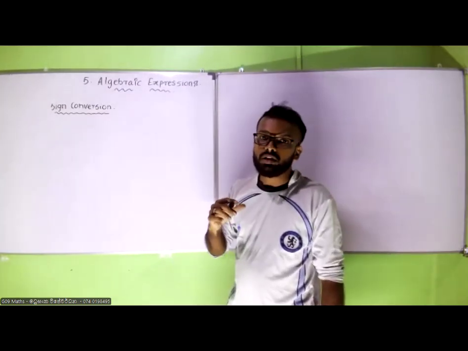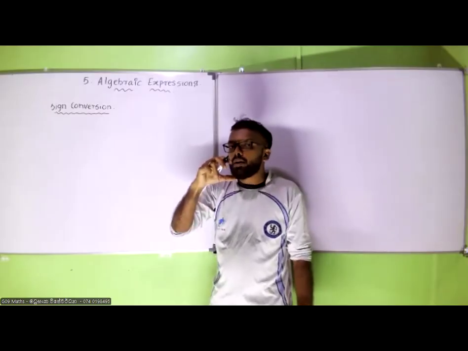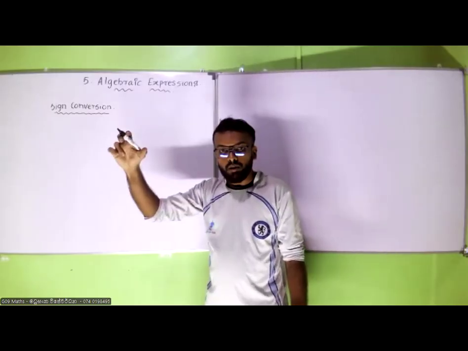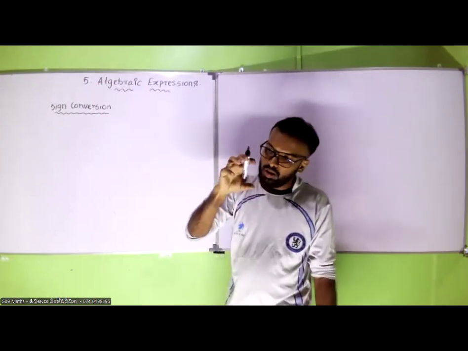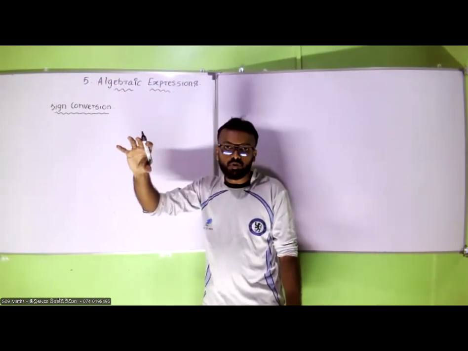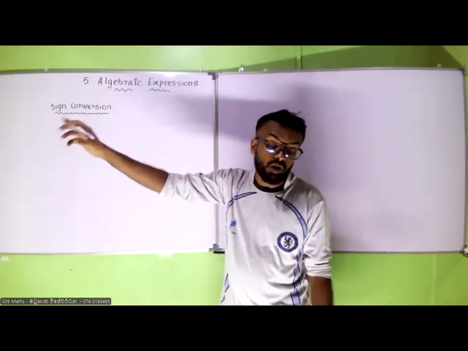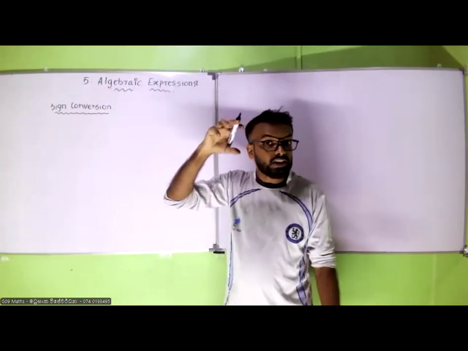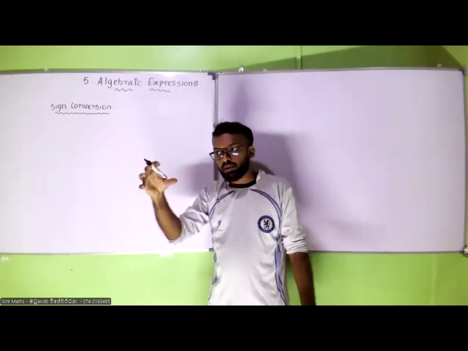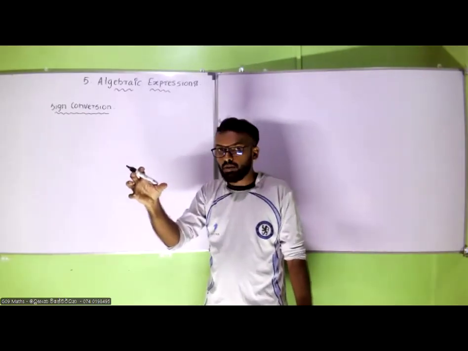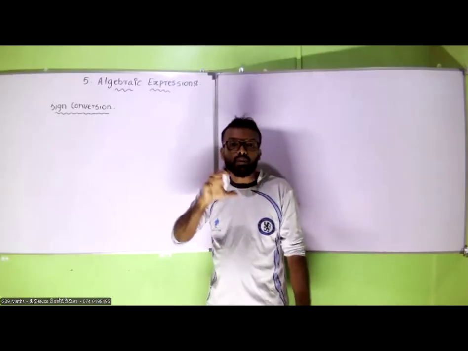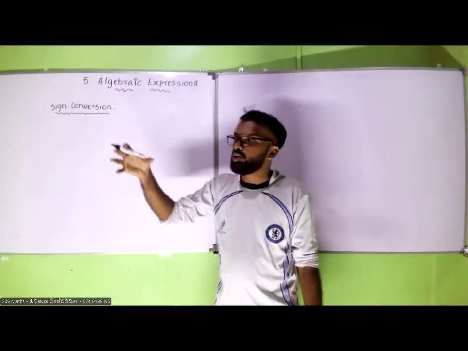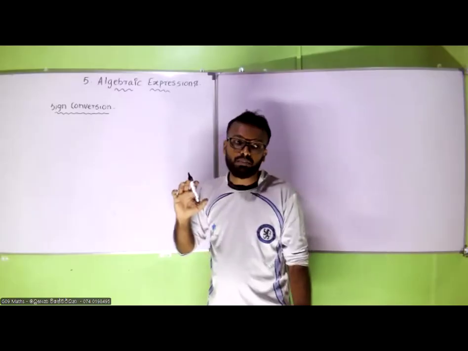You know negative number multiplied by negative number, the result will be a positive number. Positive number multiplied by positive number, the result will be a positive number. And vice versa, a negative number multiplied by a positive number, you will get a negative number. Positive number multiplied by negative number, you will get a negative number.